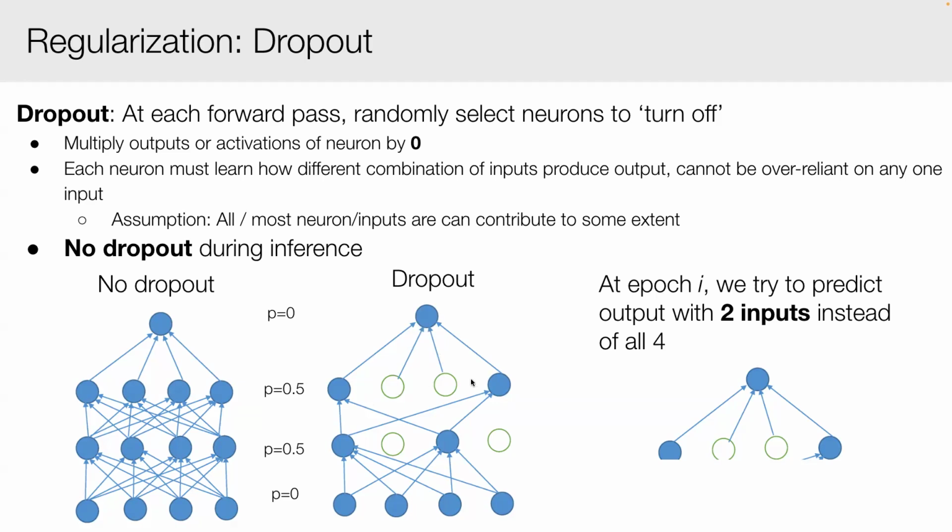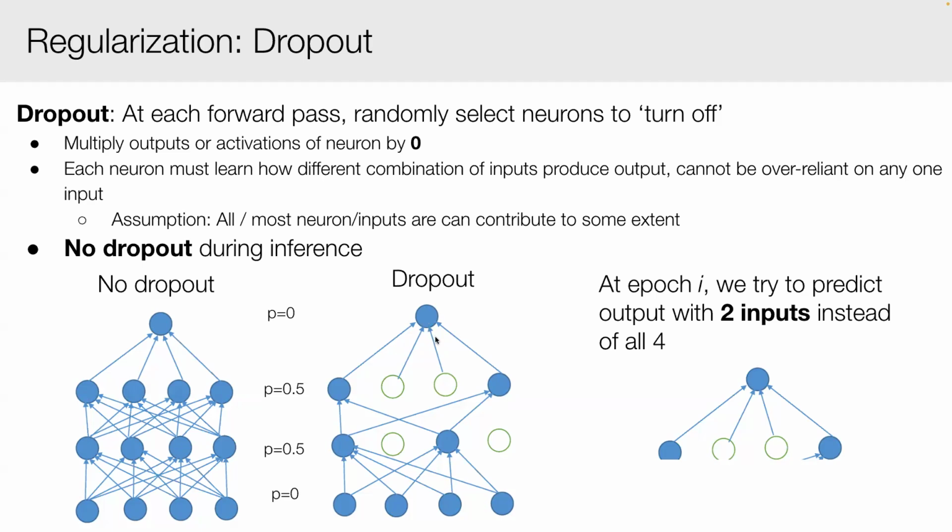And again, at every forward pass, we randomly select neurons at each layer to turn off, right? And we can control to what extent we want to turn them off. So for example, at the input layer, we might not want to turn anything off, right? And at the output layer, obviously we won't want to turn the output layer off. That wouldn't really make any sense, right?